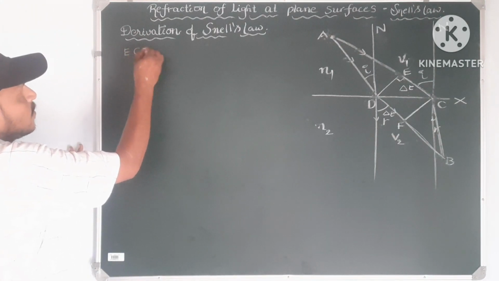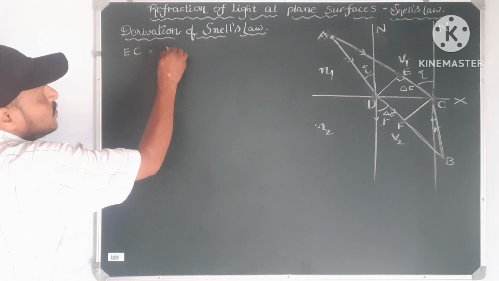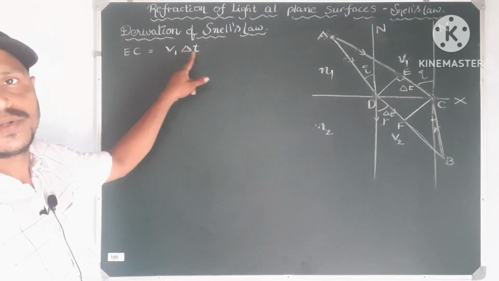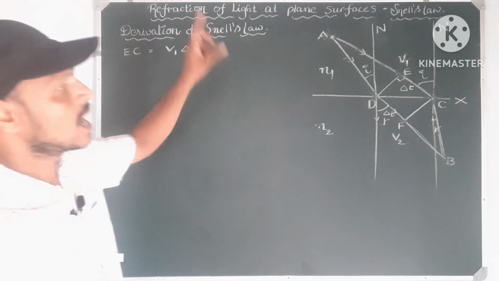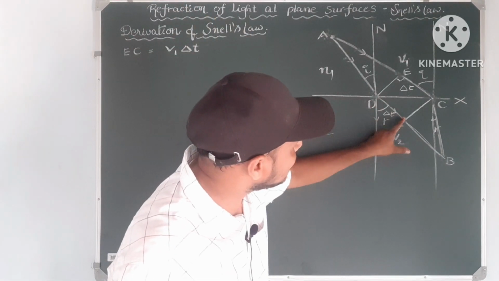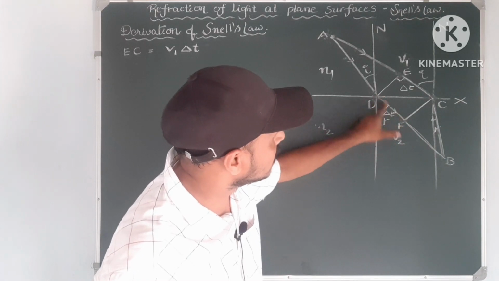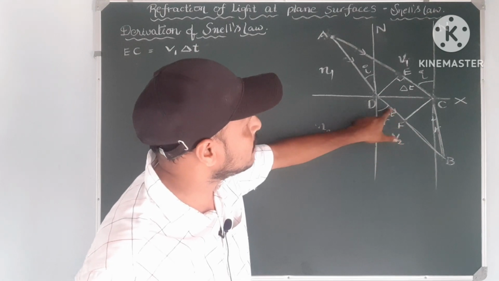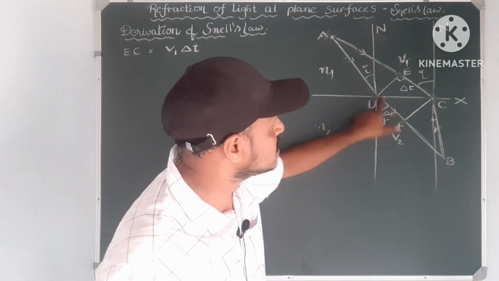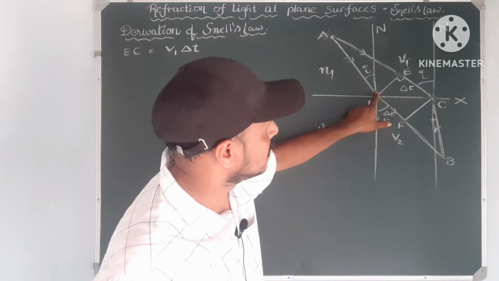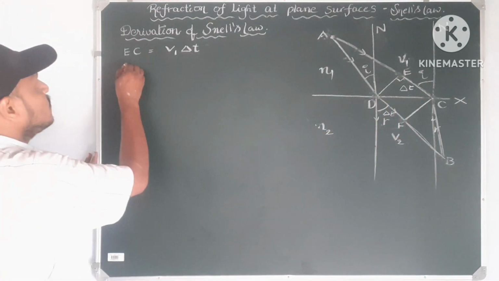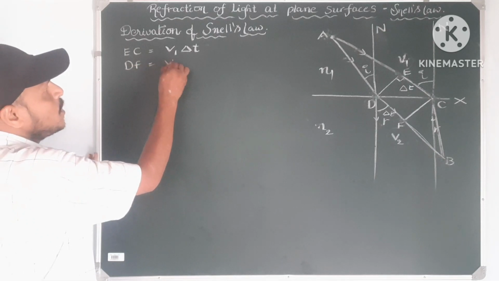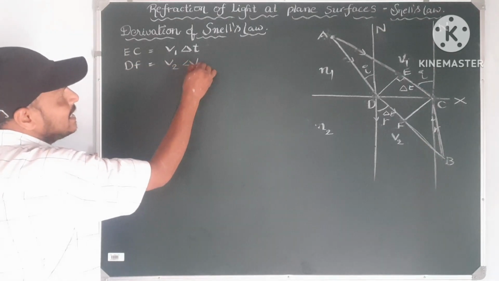EC is equal to V1 into delta T, so speed into time, distance. And the distance DF is equal to, here speed is V2 and the time is delta T. So DF is equal to distance, swimming. DF is equal to V2 into delta T.